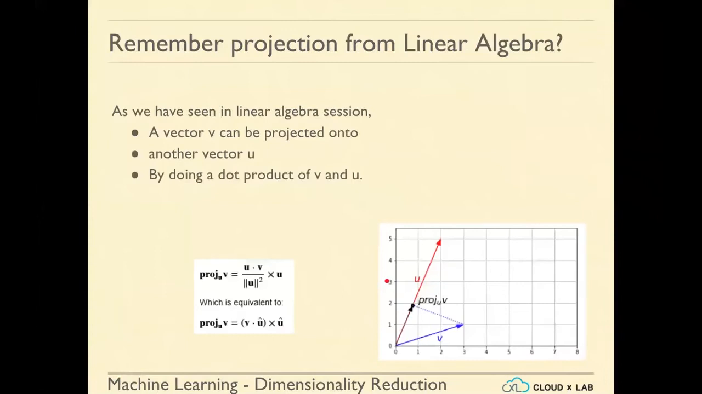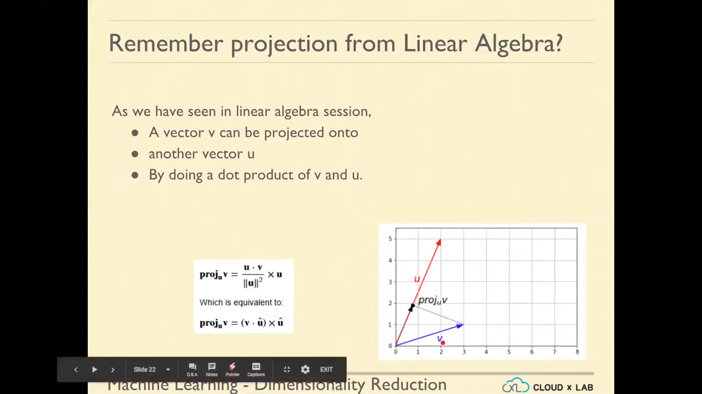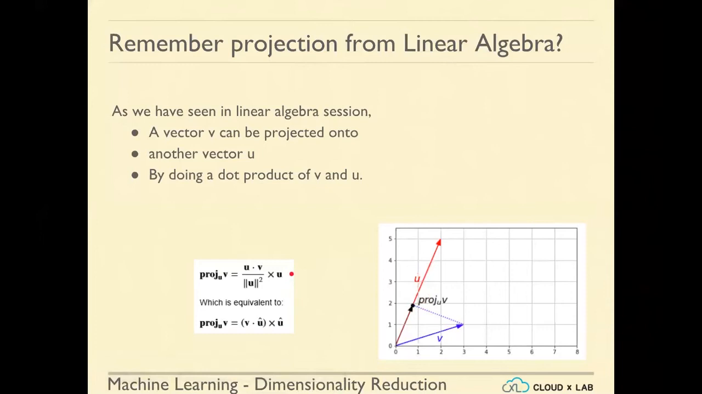So as you've seen in linear algebra, a vector v can be projected onto another vector u by doing the dot product, or a vector v could be projected onto a plane by doing the dot product. And this is how we do it. So if you want to find out what is the shadow of this one here with respect to this, we do the projection of v in terms of u. Projection of v on u is the dot product of u and v, u dot v, divided by mod of u multiplied by u. U is the direction.